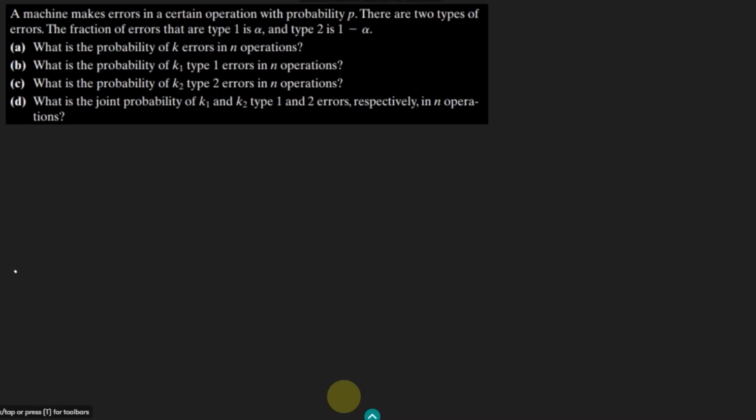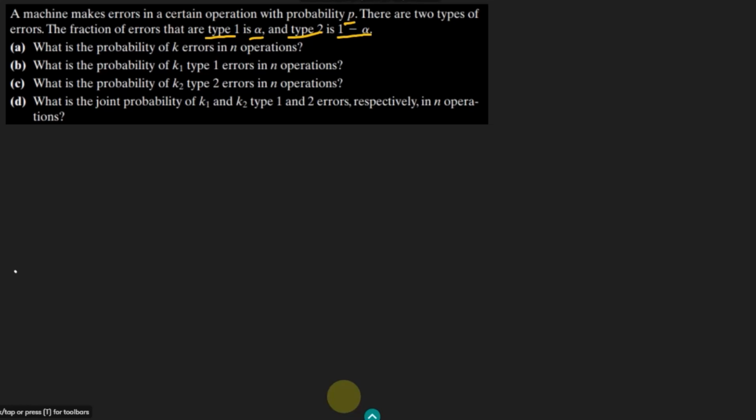Welcome back, guys. So this is problem 76 of our book, and here the statement is: a machine makes an error in a certain operation with probability p. So the probability of error is p. There are two types of errors. The fraction of errors that are type 1 is alpha. So we have type 1 errors and type 2 errors, and the fraction of the type 1 errors is alpha, while the fraction of the type 2 errors is 1 minus alpha.